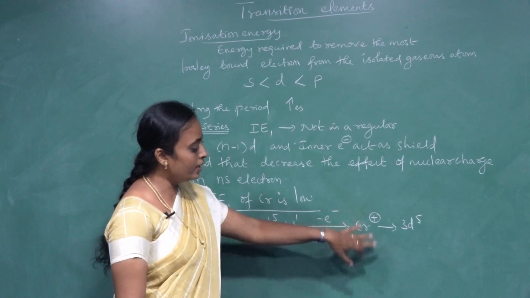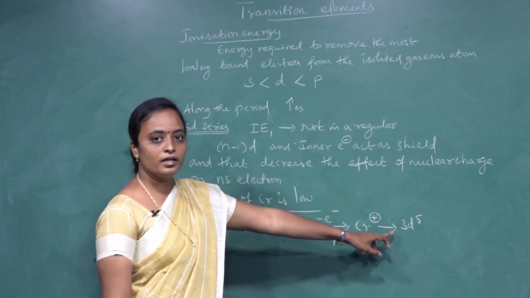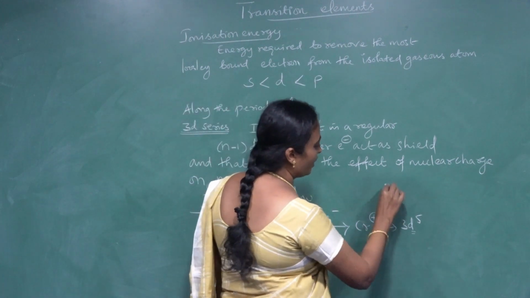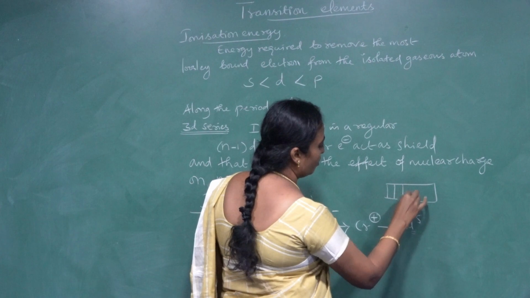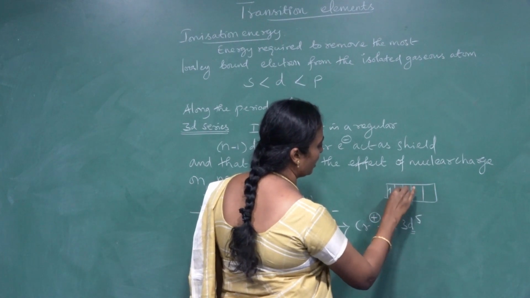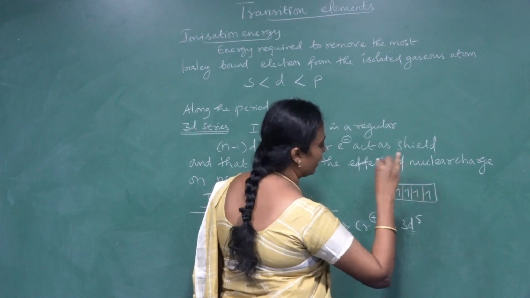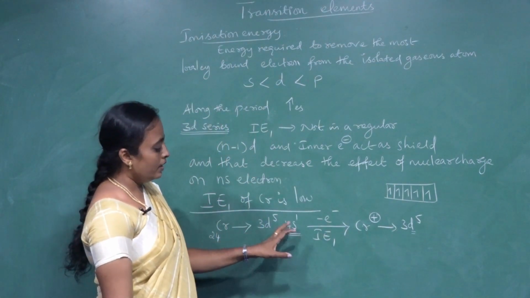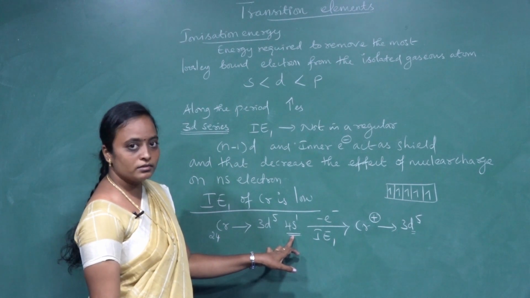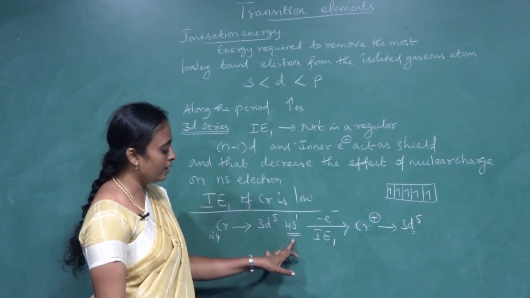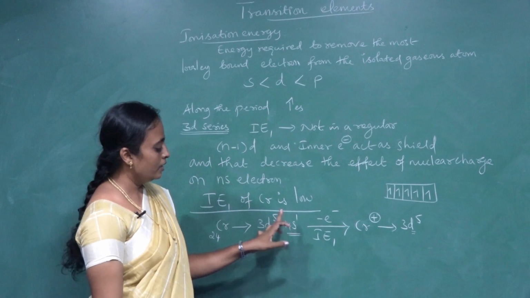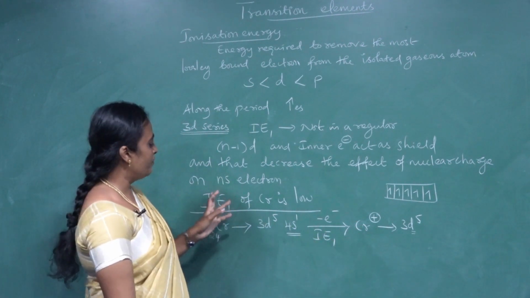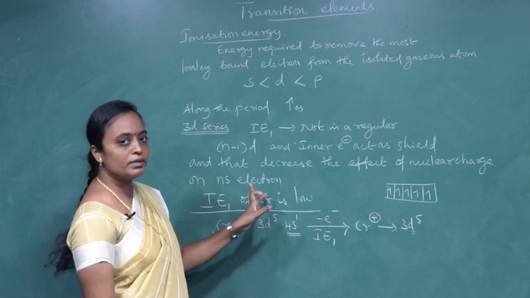And while removing that, I get a 3d5 configuration. The d orbital contains how many electrons? 5 electrons. Here it is not a complete shell. So if you supply a minimum amount of energy, that electron will come out. That is why the first ionization energy of chromium is low.